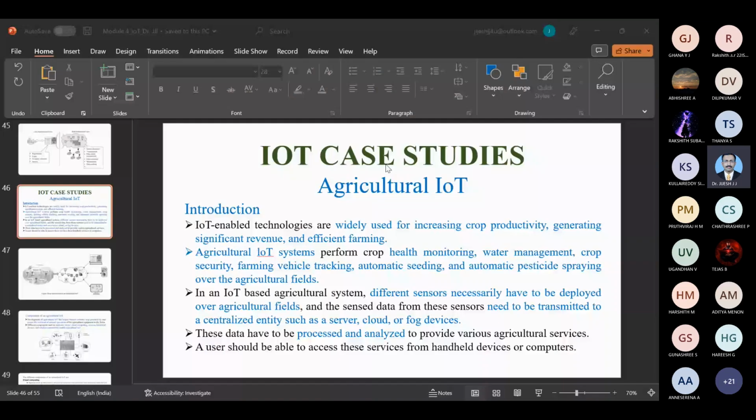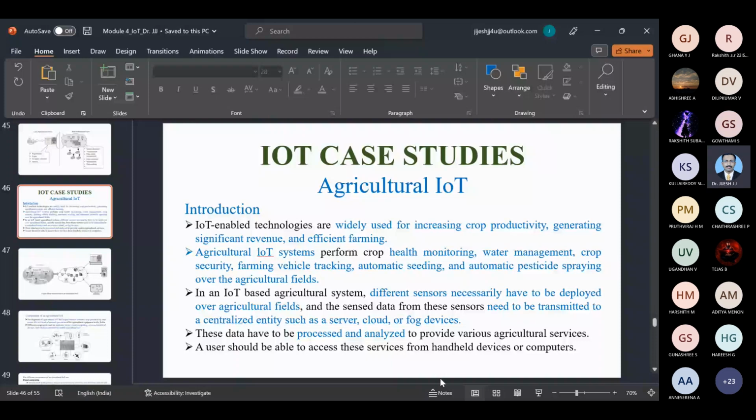So we will just go with the concept, whatever we have discussed. I hope all of your exams went on well, and we'll just go ahead with the new concepts, that is IoT with respect to certain case studies. So here, as per your curriculum, we are going to discuss on the agricultural IoT.